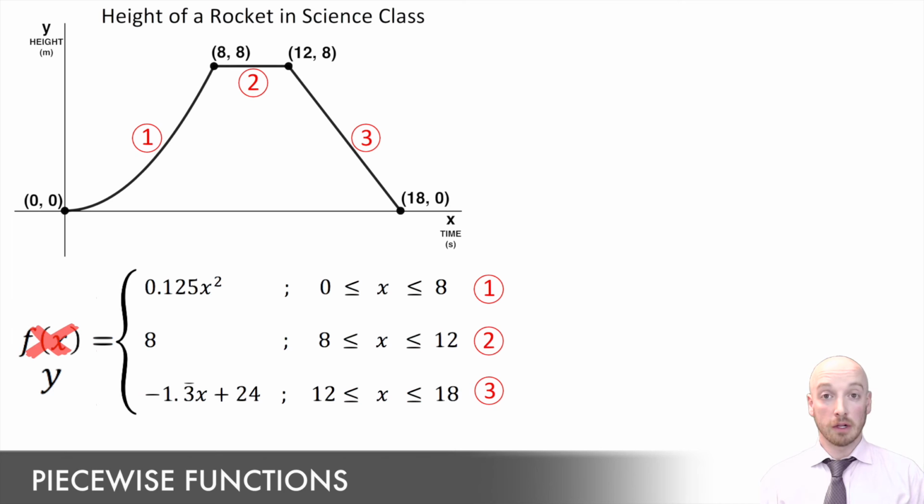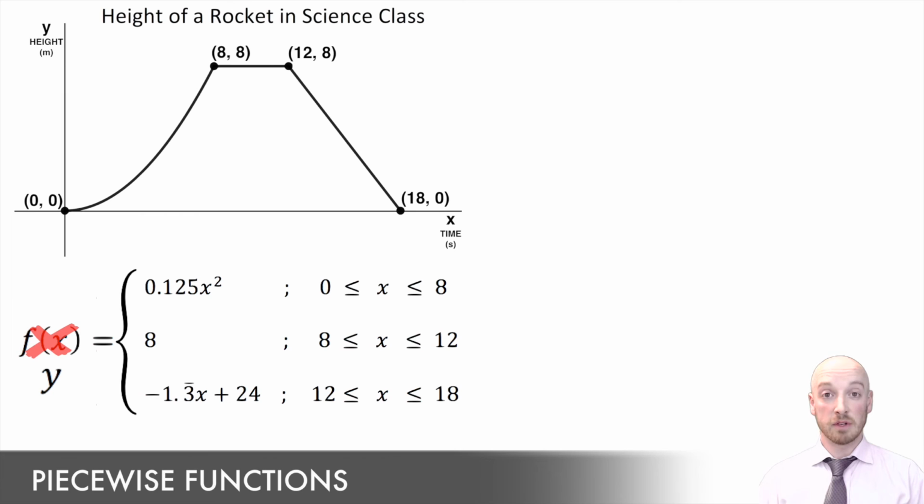So just so we're all clear with this, the way we would read this, if it's written the way it is on the screen, is that y is equal to 0.125x squared, and y is equal to 8, and y is equal to negative 1.3 repeating x plus 24. All depending on those domain restrictions on the right-hand side. So what that means is that depending on where we're at on the graph, we could see any one of these three rules apply to this function.